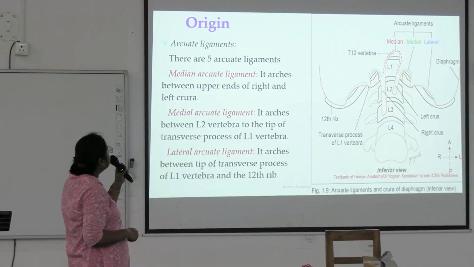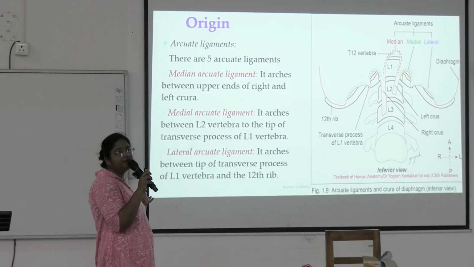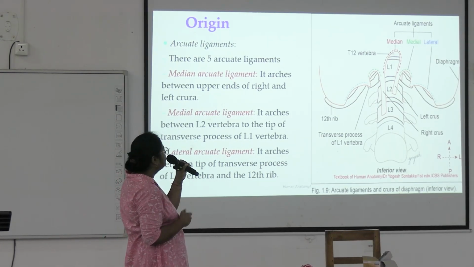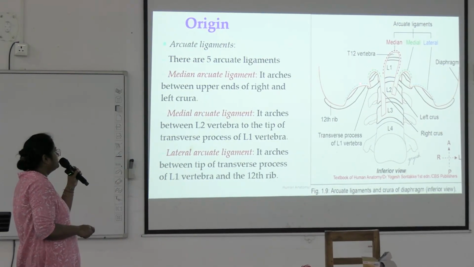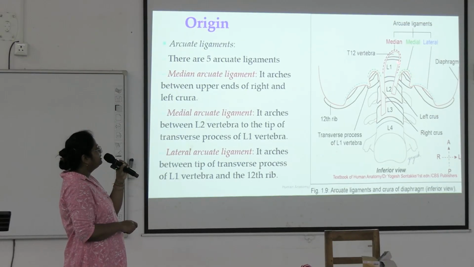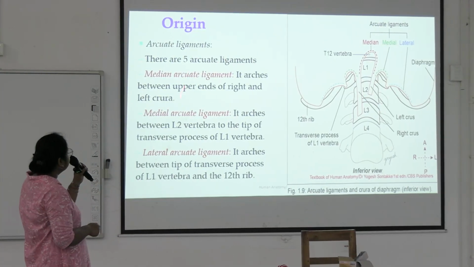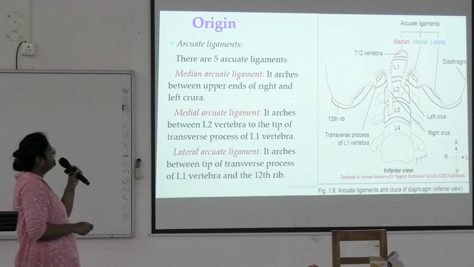Next we'll discuss the arcuate ligaments. Okay, these are also important for your Viva and MCQs, along with the structures passing posterior to these arcuate ligaments. So there are five arcuate ligaments: one median arcuate ligament, two medial arcuate ligaments, and two lateral arcuate ligaments. The median arcuate ligament arches between the upper ends of the right and left crura.